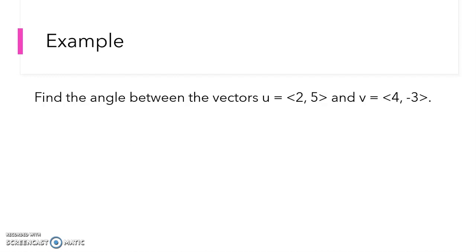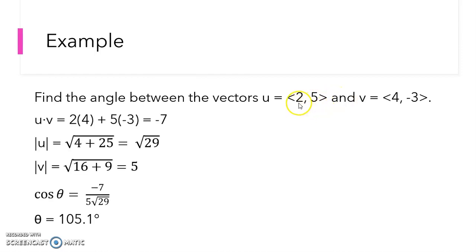In our first example, they want us to find the angle between the vectors U, which is 2, 5, and V, which is 4, negative 3. So we're going to be using that second formula, the cosine of theta equals the dot product of U and V divided by the product of their magnitudes. So my suggestion would be to find the dot product, find the two magnitudes, and then put those numbers into the formula. So pause the video and see if you can do that, and then press play to see if your results are correct.